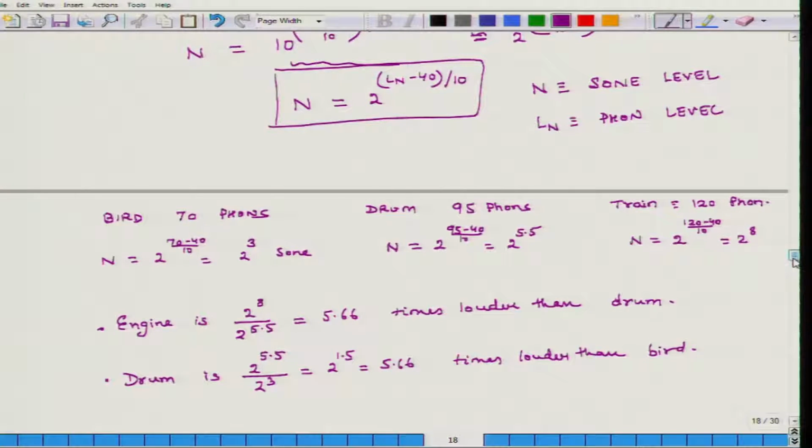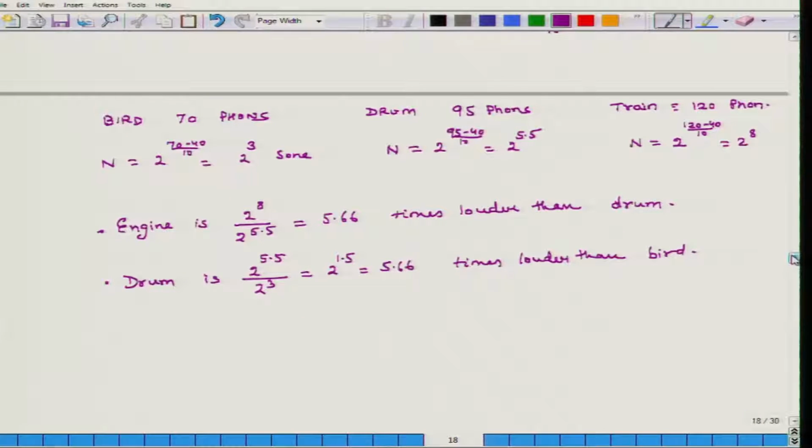So, in this way we can compare two sounds, and we can say that sound A is x times louder than sound B using the Son scale. But to compute the Son scale, first we have to figure out the Fon scale, and we can figure out the Fon scale using those equal loudness contours. First we have to see what is the decibel level for the sound. From that decibel level and a particular frequency, we can compute its Fon level. Once we know the Fon level, we can compute the Son level and we can compare two sounds.